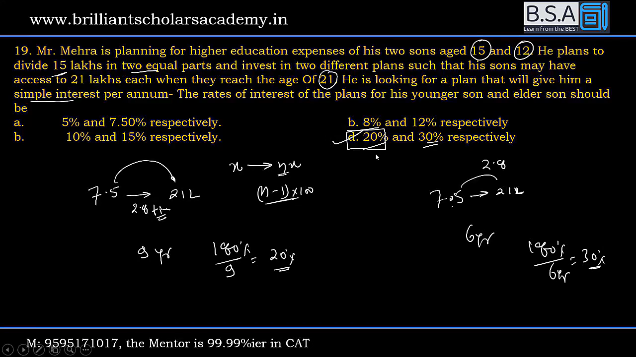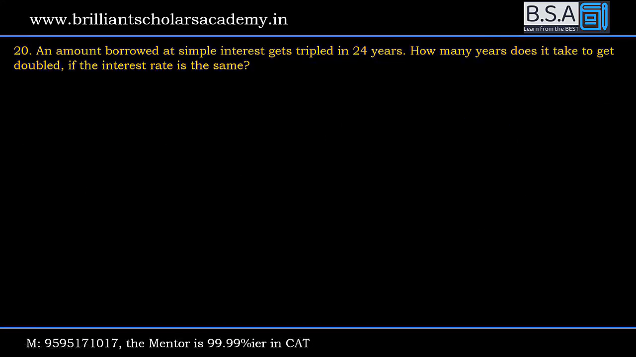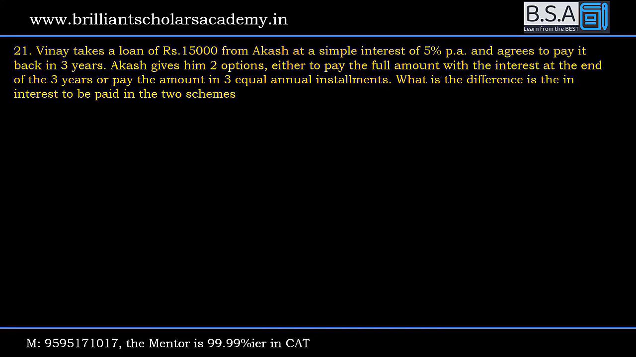For simple interest, you should not have to apply a formula. Amount borrowed at simple interest gets tripled in 24 years. How many years does it take to get double if the interest is the same? A very simple question. You guys can solve it on your own. Yeah, this is a slightly advanced level question. So go on, give it a try. I'll give you 3 to 5 minutes.